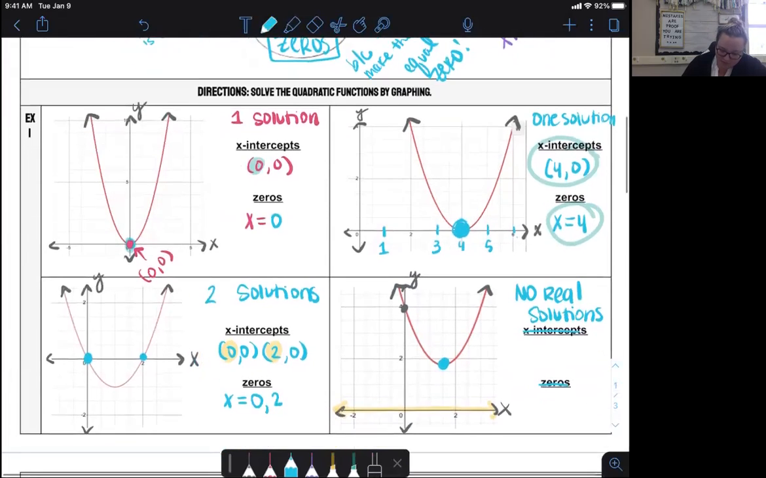So as you can see, we have 3 options for the number of solutions that a parabola can have. A parabola can have 1 solution, 2 solutions, or no real solutions.